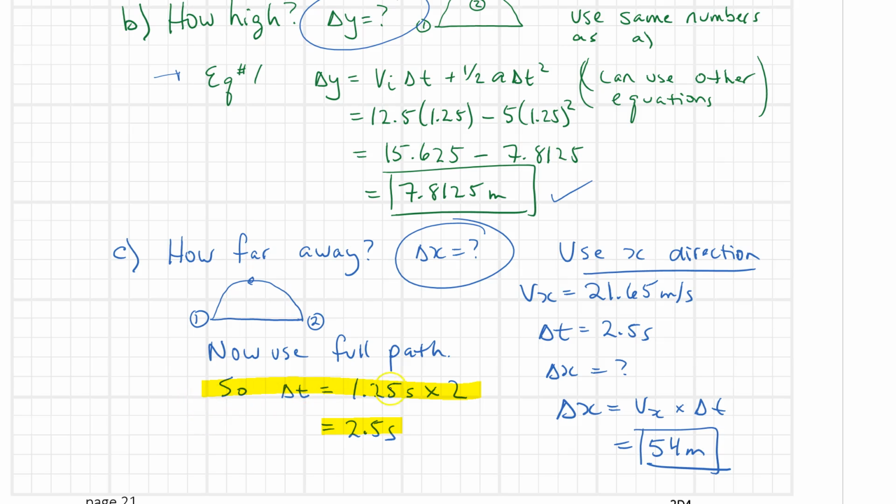So I said, well, if I'm going to use that full path, then I need to multiply that times 2. I double the time, so I get 2.5 seconds. So that's how I got this value here. And then it becomes pretty straightforward of multiplying that by the Vx to get 54 meters.